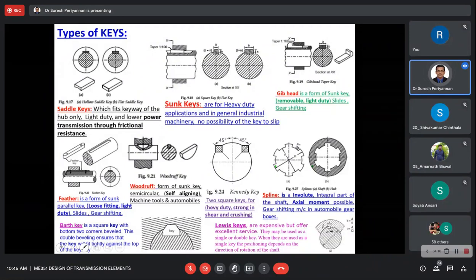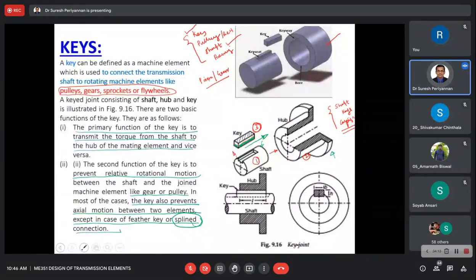Then how is the power transmission happening here? The power transmission happens from shaft to key, then to hub or pulley, with the help of shearing force and crushing force. Due to the crushing and shearing effect, the power is transmitted from shaft to hub or shaft to pulley through keys.